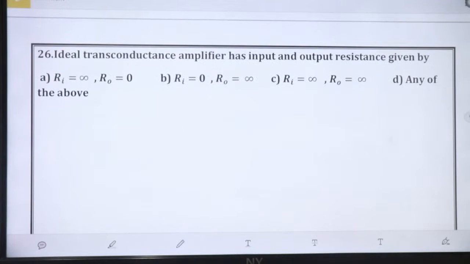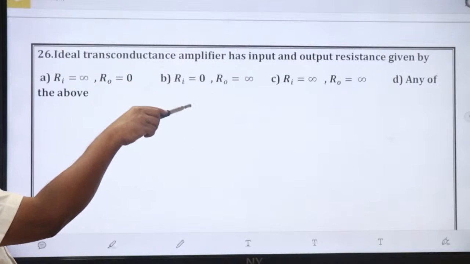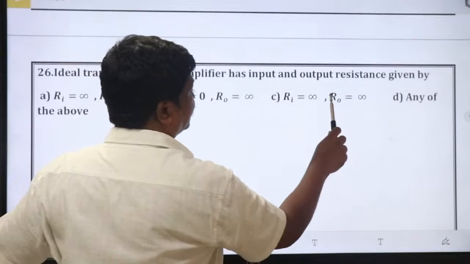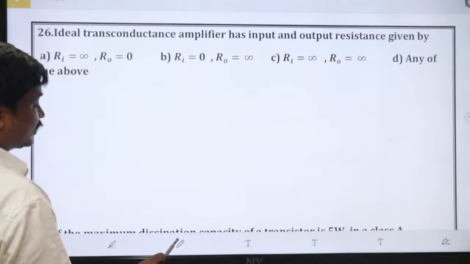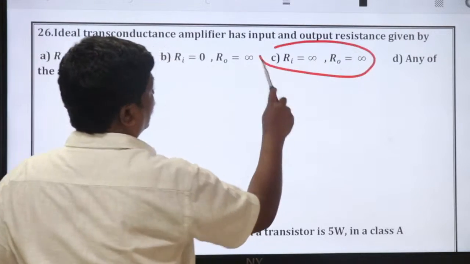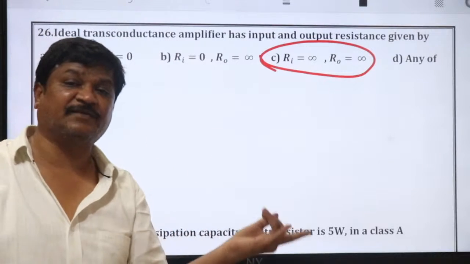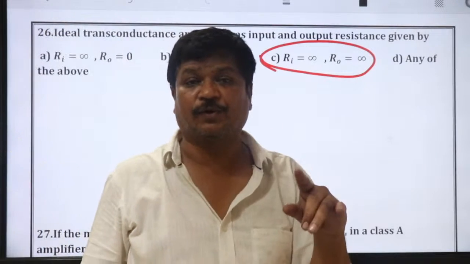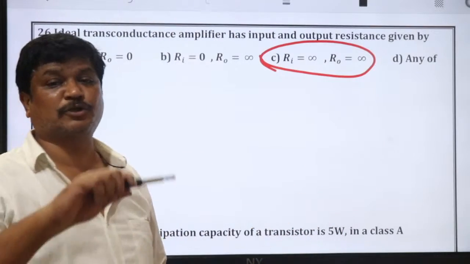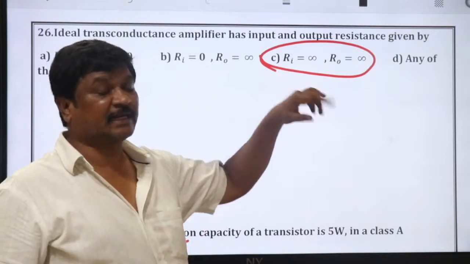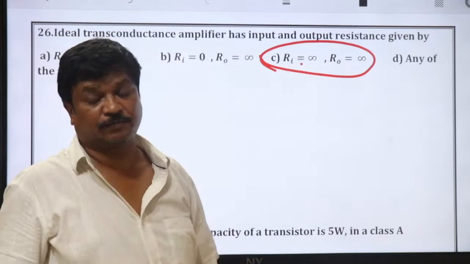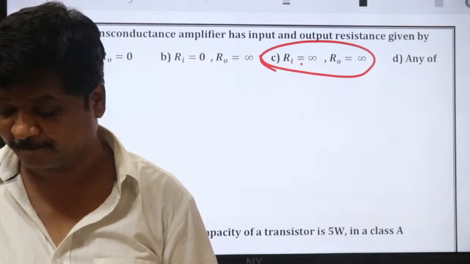Ideal transconductance amplifier. Already this question has come. Input resistance is infinity, output resistance also infinity. Voltage amplifier: input impedance infinity, output impedance 0. Current amplifier, opposite to the voltage amplifier. Trans resistance amplifier, 0, 0. Trans resistance amplifier.